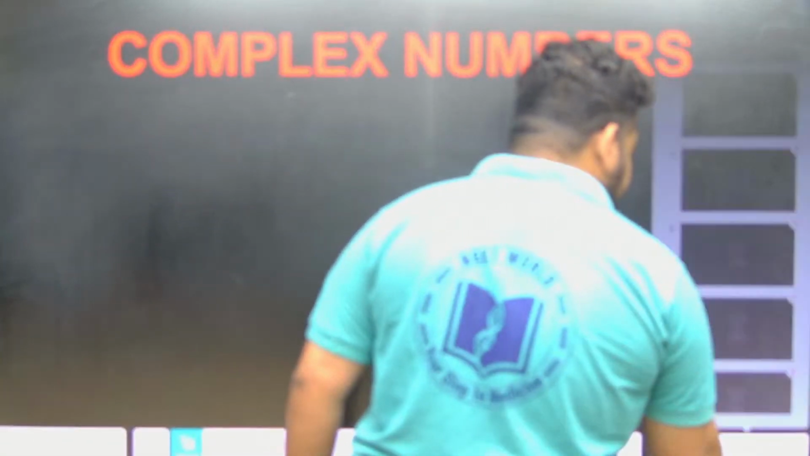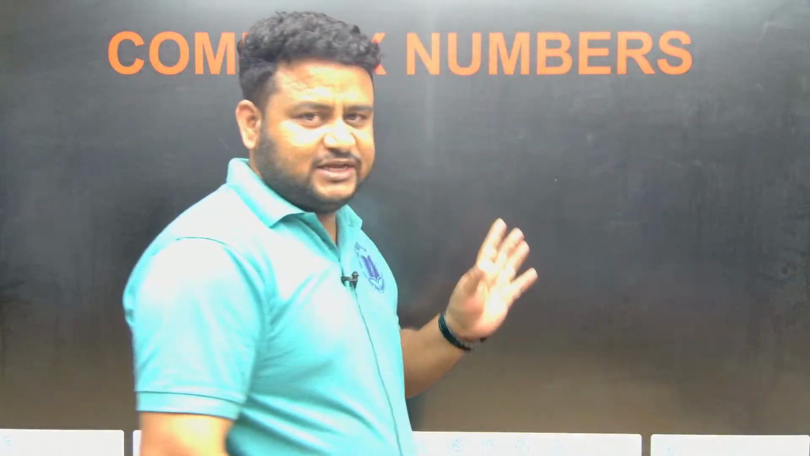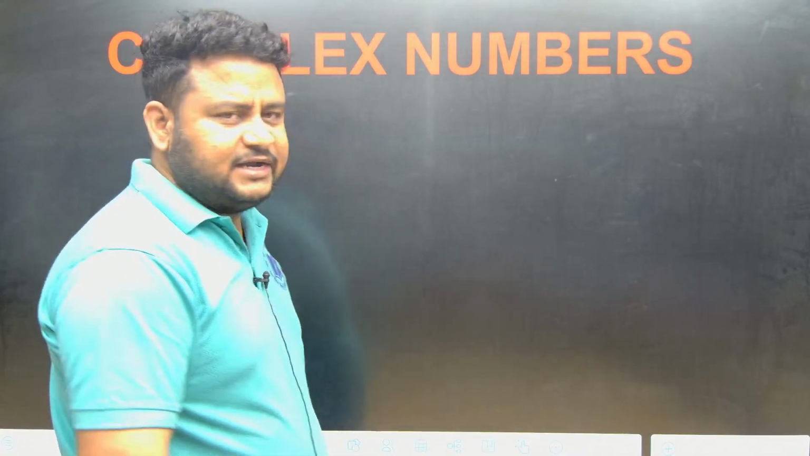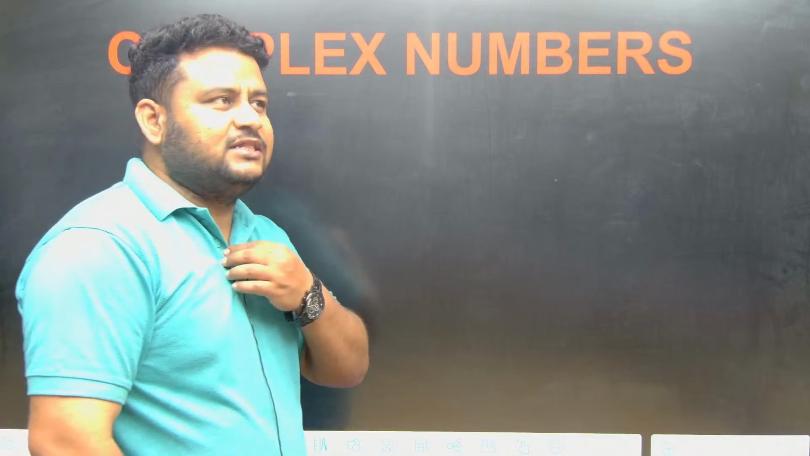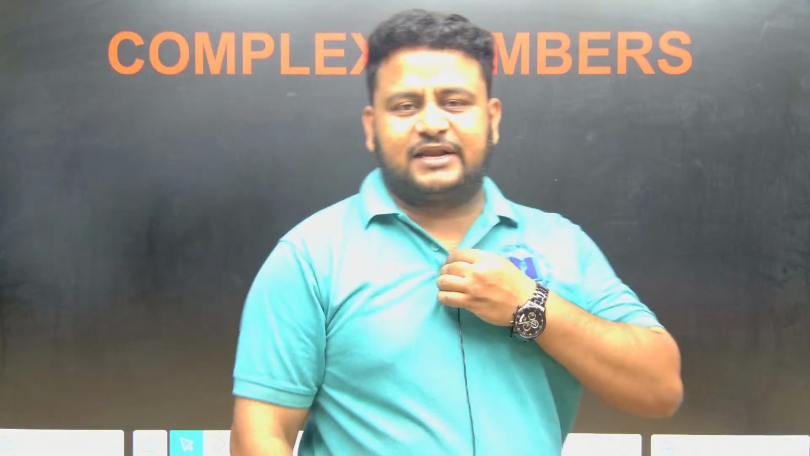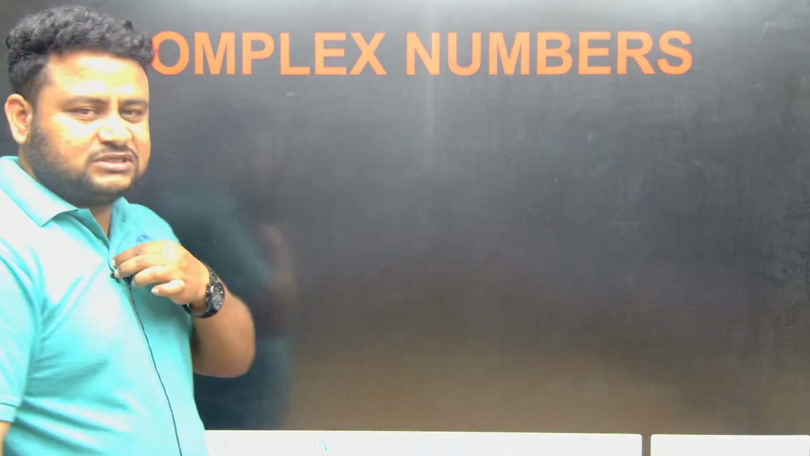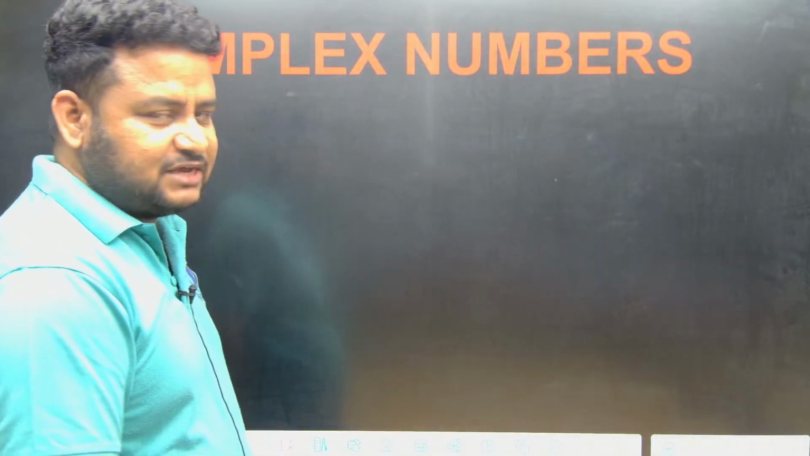I told you the concept of complex numbers is actually the continuation of quadratic equations, that is, the nature of the roots, where we see discriminant is less than 0. Up till 10th standard we used to say that there are no roots. Now we say there are imaginary roots. That imaginary root is called iota. Then we learned what complex numbers are, that is z is equal to x plus iy.